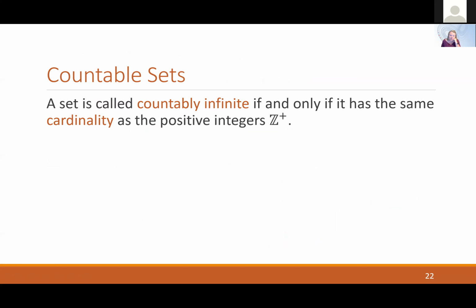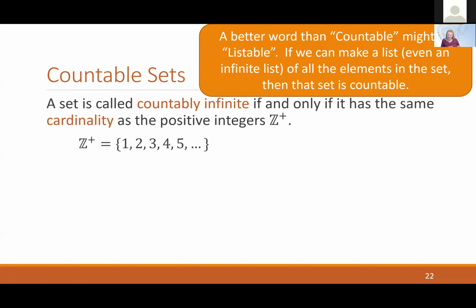So a set is countably infinite if and only if it has the same cardinality as the positive integers, Z plus. Z plus, of course, is the integers 1 through, keep going forever. And maybe a better word for countable might be listable, because the word countable might lead us to think, oh, I can actually sit here and count, and I can finish counting.